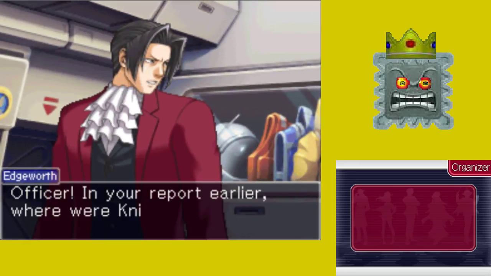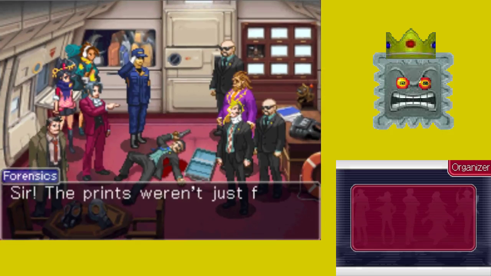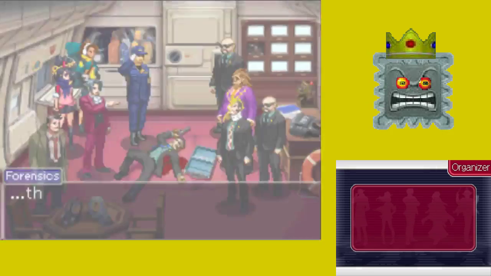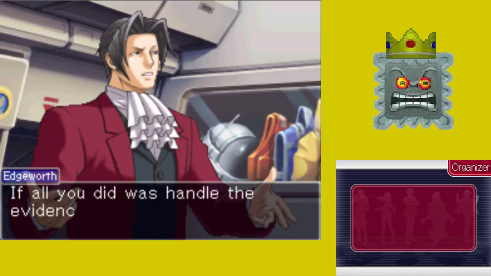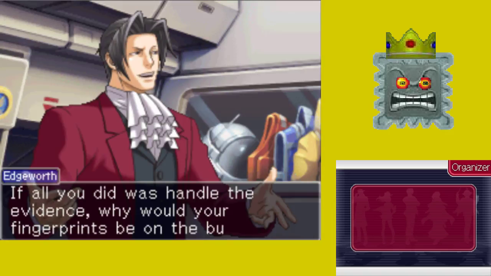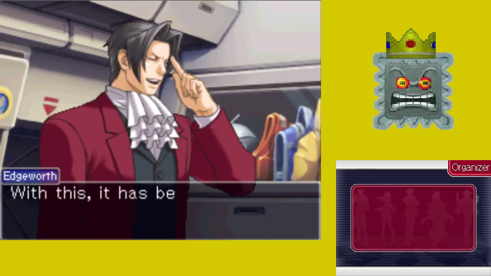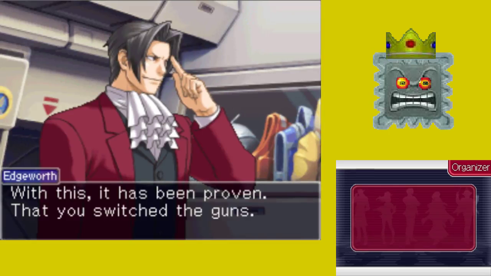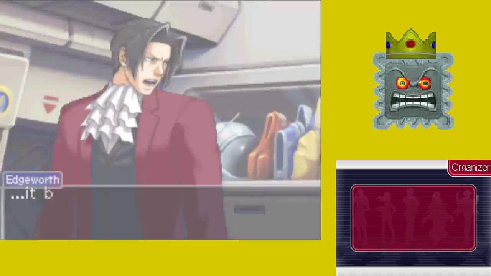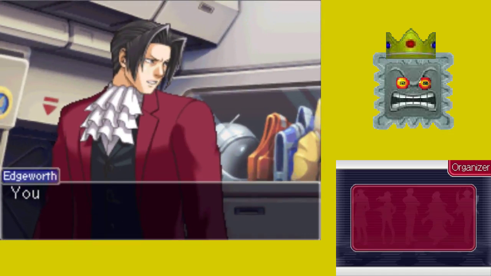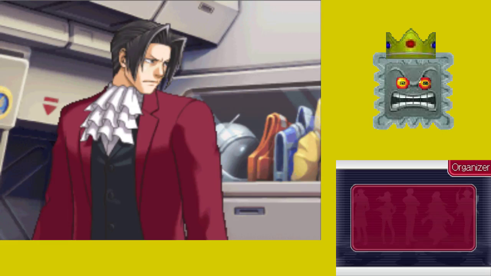Officer, in your report earlier, where were Knightly's fingerprints found on the gun? Sir, the prints weren't just found on the outside of the gun. They were also found on the bullets as well. If all you did was handle the evidence, why would your fingerprints be on the bullets? Ah! With this, it has been proven that you switched the guns. The gun which fired the bullet that took the victim's life. It belongs to you, Oris Knightley. You're the one who stole Rook's life. You are the true assassin.